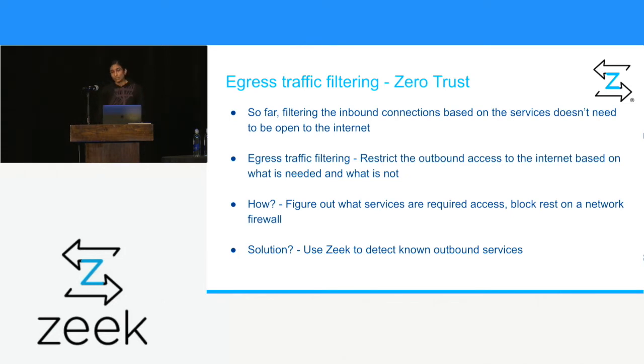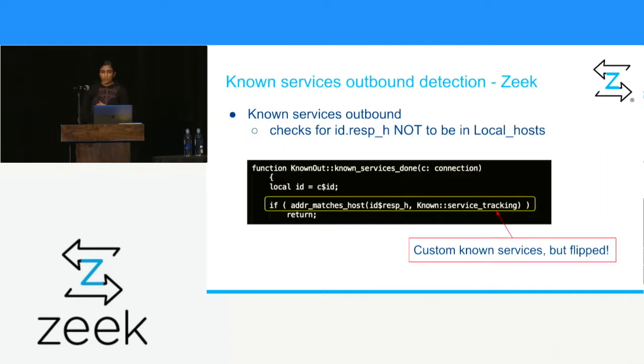So figure out what services require access, restrict the access based on that, and then block everything else. The other useful part is if you are seeing random CNCs or compromised systems going outbound and connecting to weird ports, then with egress policy filtering all those connections will be blocked too. That will also save you if you already have a compromised system on your network. So when we were thinking about that, I was like, oh, Zeek does that for inbound, so how about we use Zeek for the outbound? So we started doing some known services outbound detection with Zeek. Again, pretty standard and very basic solution.